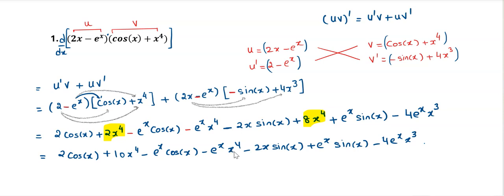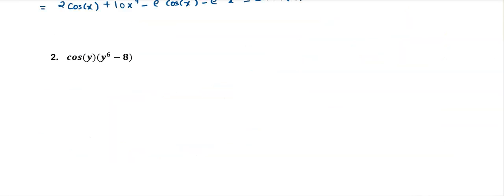Okay, that's it. You just count how many terms there were: 1, 2, 3, 4, 5, 6, 7, 8. And you merged 2, so you should have 7: 1, 2, 3, 4, 5, 6, 7. 7 terms. So this is how we solve it. Can you solve this question? Yes, again you have to find d by dx of it.